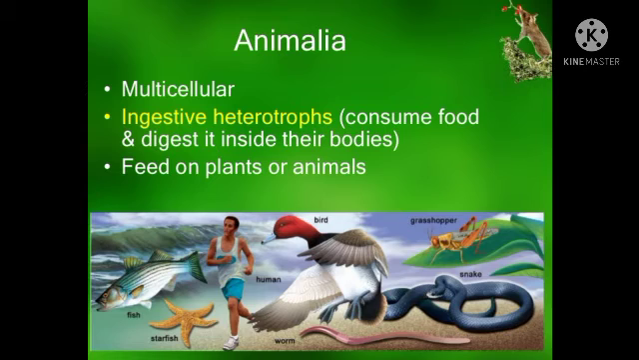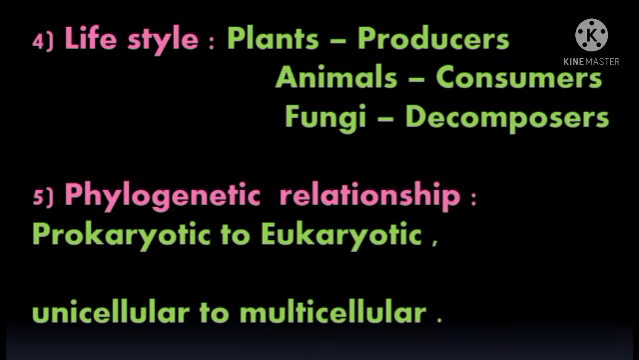The fourth criteria for classification is lifestyle. What does it mean? What does lifestyle include? There are three terms that come here: producers, consumers and decomposers. So, students, plants are known as producers, animals consumers and fungi decomposers. Why are they known so? Students, plants are known as producers because they prepare their own food. They produce their own food.